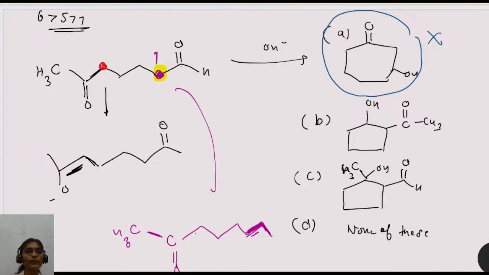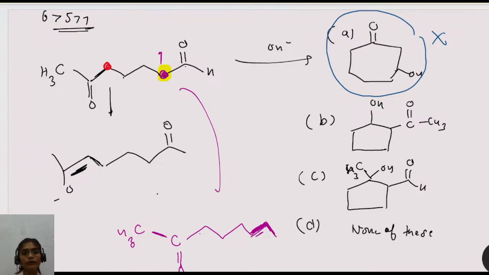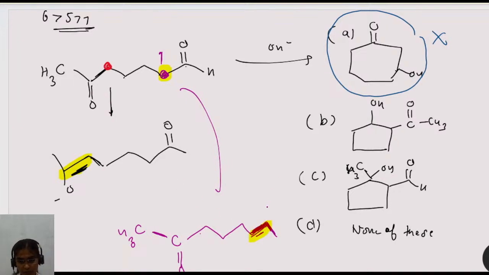According to you, which double bond or which enolate is more substituted? I'm sorry, I missed the oxygen here. Which enolate is more stable? First point, the number of rings. Second point, the enolate. So which enolate is much more stable?